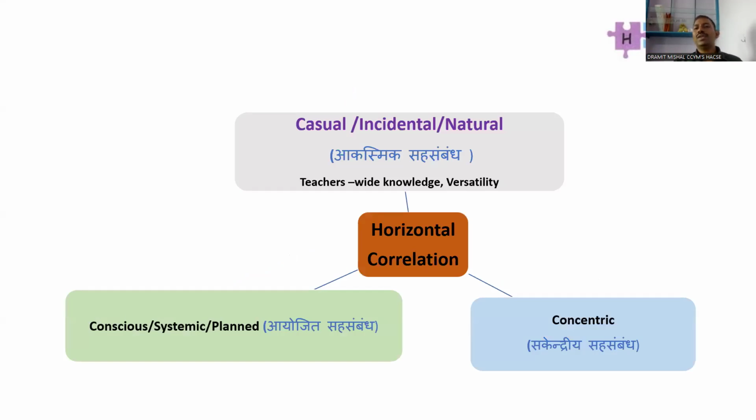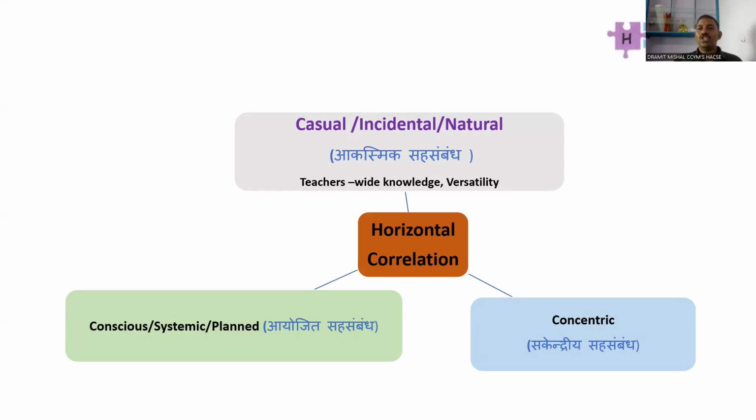Now, general correlations can again be categorized by how they come up or are developed in the classroom. Some come up naturally, also called incidental correlation, natural correlation, very casual correlations. Teachers with wide knowledge and versatility bring up this correlation very naturally. It comes automatically with the free flow of the way they develop their lessons.